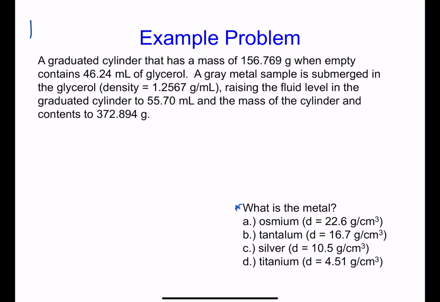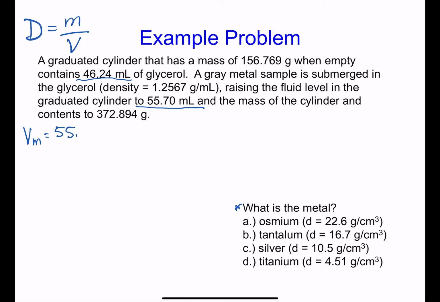So we're going to use that concept of density equals mass over volume. Since the densities are all given for our metals, if we can figure out what the density of the metal is, we can determine its identity. So we need to find the mass and the volume of our metal. I'm going to start with the volume because that's easier here. The volume of our metal is going to be equal to the difference between the volume after we put it in and before we put it in.